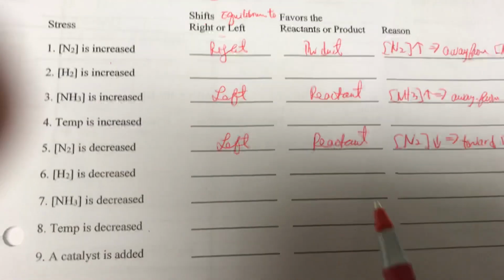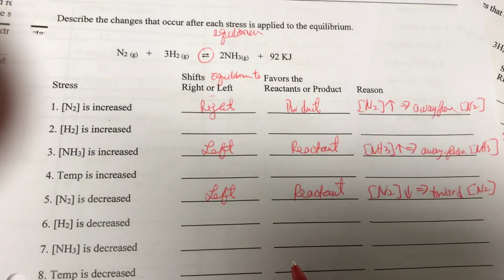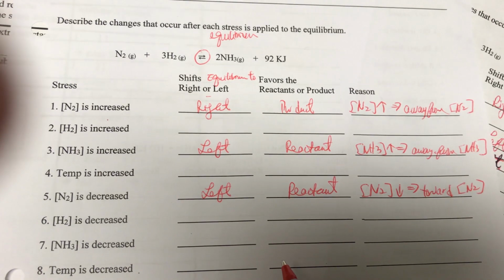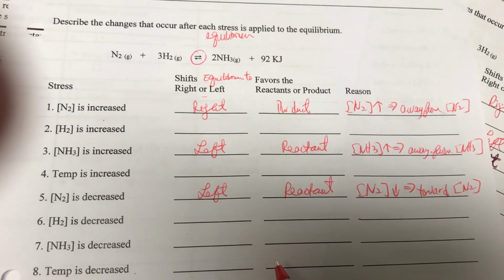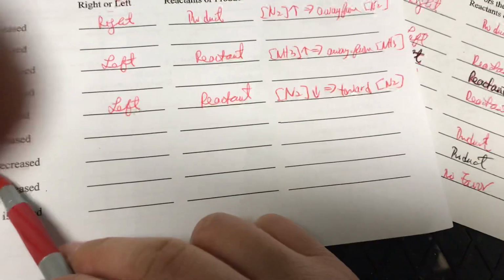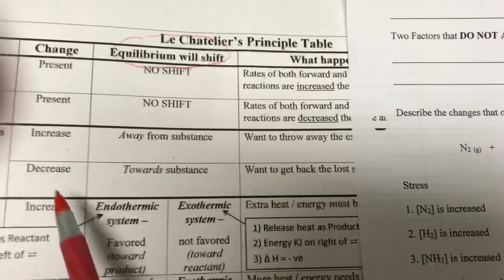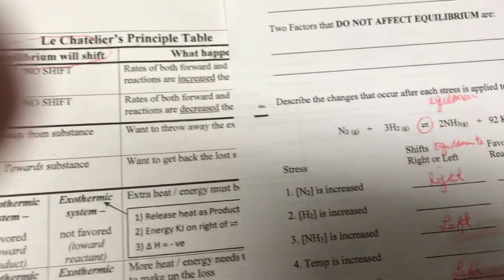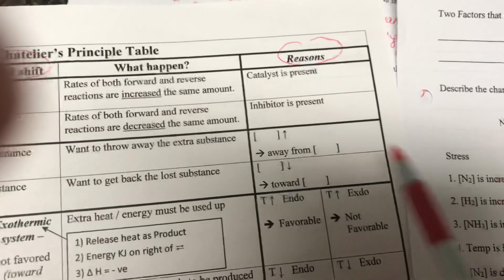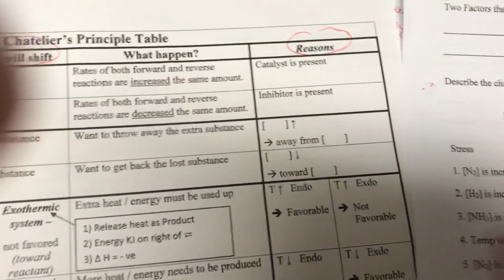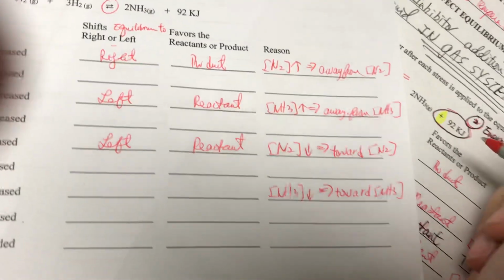Now let's say NH3 decreases. So my NH3 is decreased. If I decrease something, you want to stay true to that because you want to get back the lost substance. So if my concentration goes down, you want to stay true to it. You want to get it back. So in this case, it will be toward NH3.